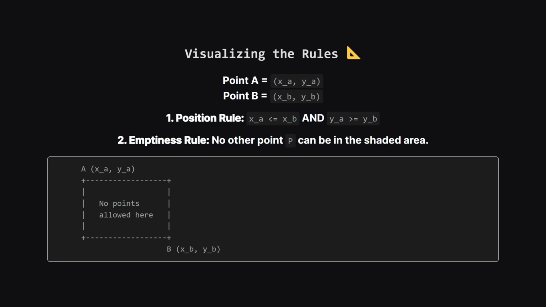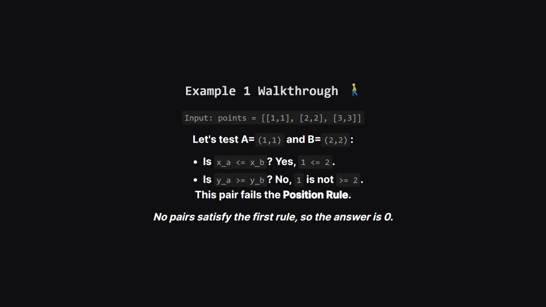The second rule is that this entire shaded area must be a no-fly zone for any other points in our list. Looking at the first example, we have points at [1,1], [2,2], and [3,3]. Let's try to make a pair. How about A at [1,1] and B at [2,2]? Well, A's x value is smaller, which is good. But its y value is also smaller, not bigger. So it fails the upper left rule right away. If you test any pair of points here, you'll find that none of them satisfy that first condition, which is why the answer is zero.